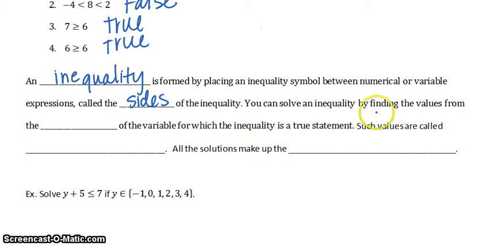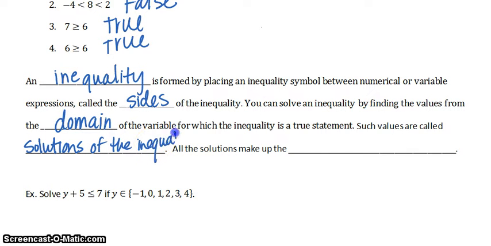Now, you can solve an inequality by finding the values from the domain. What numbers are possible? And it says, for which the inequality is a true statement. So we need to see which ones work, which ones are true. And if they are true, such values are called solutions of the inequality. Okay, now all the solutions make up the solution set of the inequality.